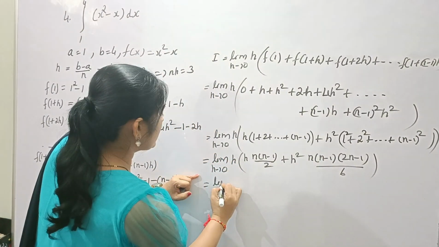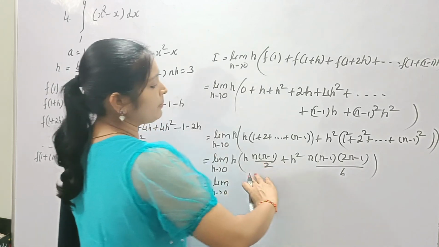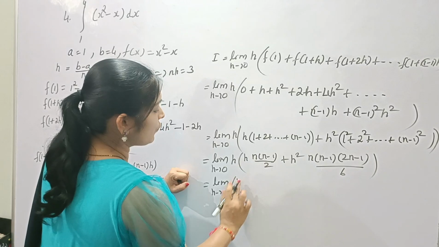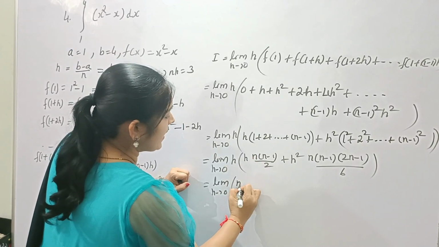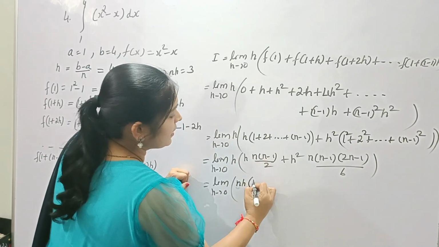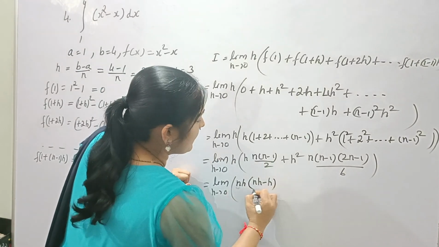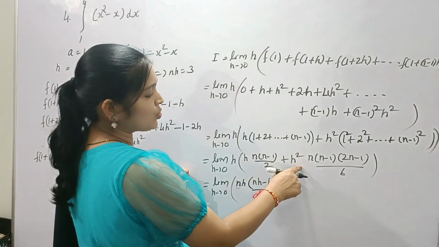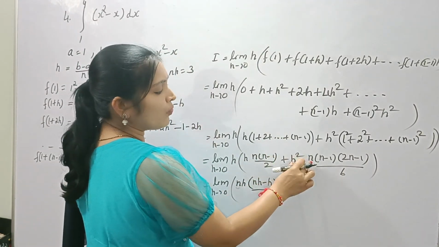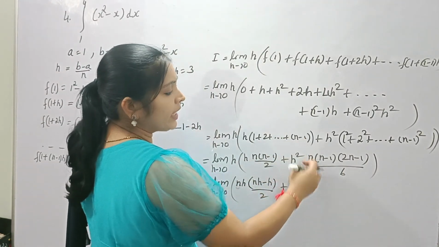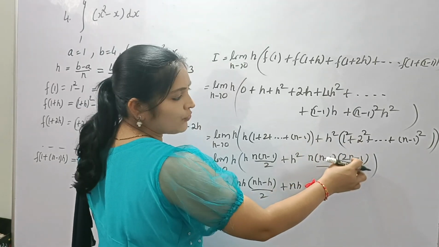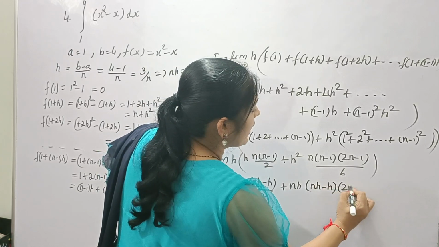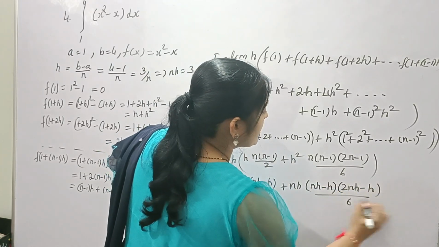Here limit h tends to 0. Now let's multiply these terms by h. So it will be here h square. So we will write it as nh into this h, nh minus h by 2, plus here also nh and this h also, okay. So it will be h cube. So 1h I will write nh and take 1h for this bracket and another h for this bracket, okay. So here nh minus h into 2nh minus h divided by 6.